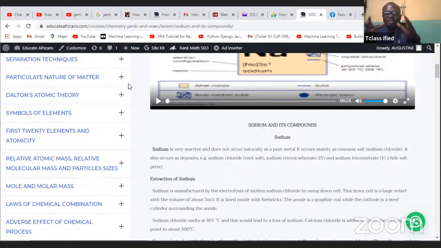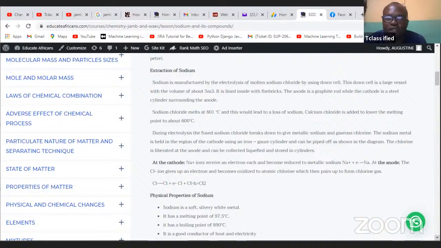The Downs cell is a large vessel with a volume of about 5 cubic meters. It's lined inside with fire bricks. The anode is a graphite rod, while the cathode is a steel cylinder surrounding the anode. Sodium chloride melts at 801 degrees Celsius, and this would lead to loss of sodium. So calcium chloride is normally added to lower the melting point to about 600 degrees Celsius.